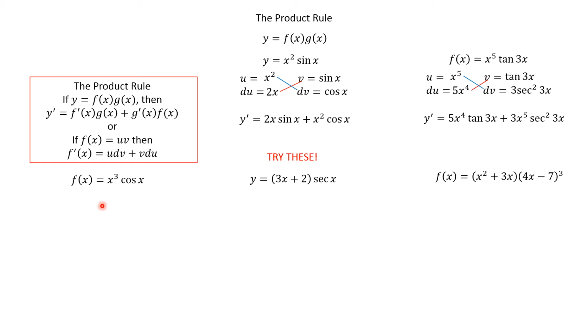So, looking at the first one, we need our u and v. U is x cubed. V is cosine x. Derivative of x cubed, 3x squared. Derivative of cosine x, negative sine x. We just need to take the products and add them. 3x squared cosine x plus negative, so that would be minus x cubed sine x. And that's it.